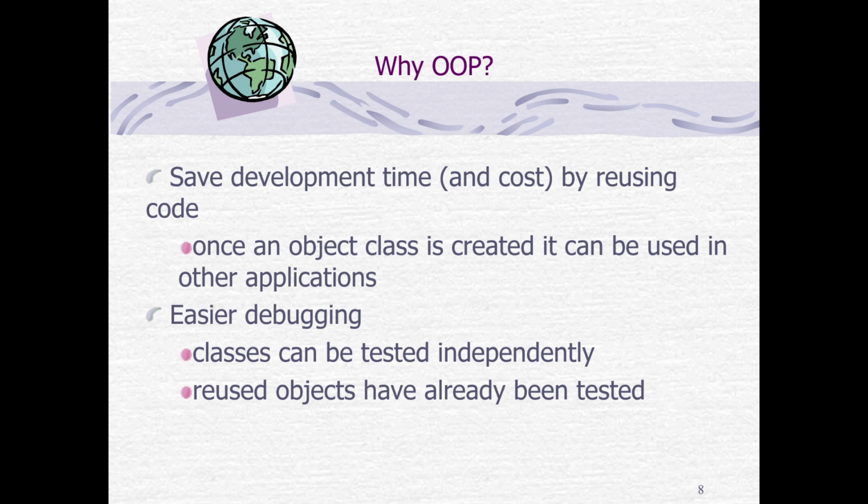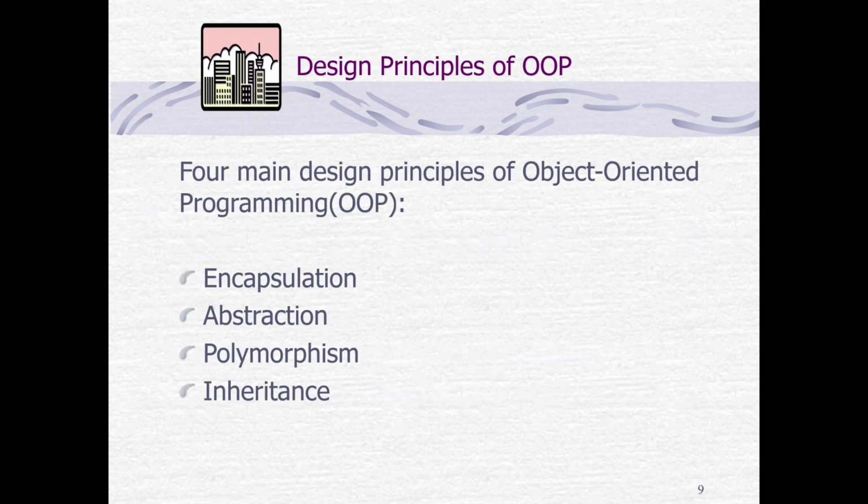So why are we going to study object-oriented programming? We can reuse code at any time, and it will save development time and cost. Once the object is created, it can be used in other applications. It is easy to debug applications and easy to test our programs. Reused objects have already been tested. So these are the importance of the object-oriented programming concept.